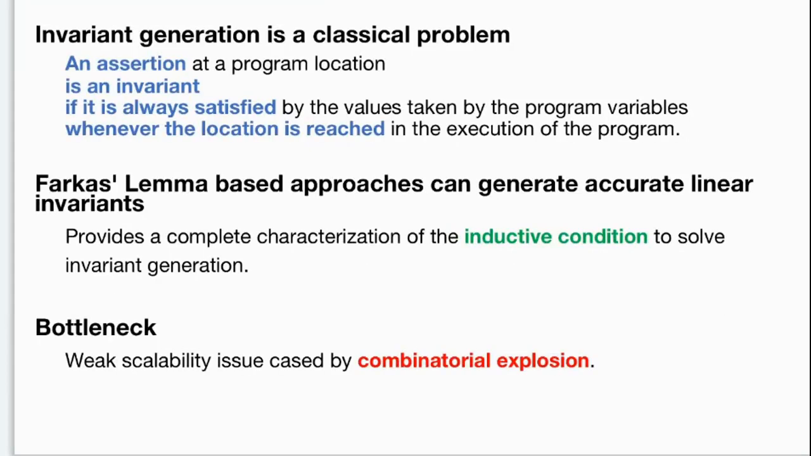Invariant generation is a classical problem to automatically generate invariants to aid the formal analysis of programs. In the literature, the only known sound and complete characterization to solve this problem is via Farkas lemma. Although Farkas lemma-based approaches can generate highly accurate linear invariants, the main bottleneck to applying these approaches is a scalability issue caused by combinatorial explosion. We base our approach on this only practical Farkas Lemma-based approach and develop several novel and independent improvements to leverage this scalability.